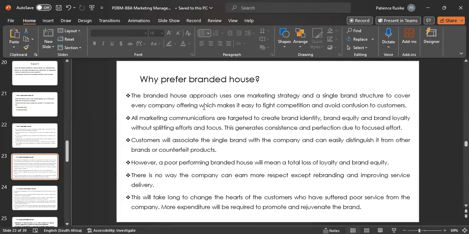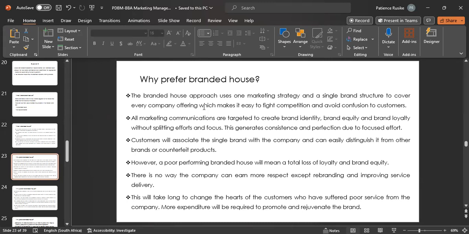One of the advantages of this approach is that you are so focused, you specialize on a single brand. If it's communication or advertising, you are only focused on that single brand, though it is on different products. So it generates consistency and perfection due to focused effort. It's different when you are focusing on different things. It means you have to split your efforts and resources, which might compromise the quality. So that's an advantage of the branded house. Customers will associate the single brand with the company and can easily distinguish it from other brands or counterfeit products.